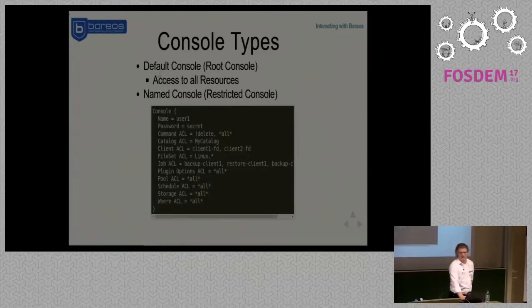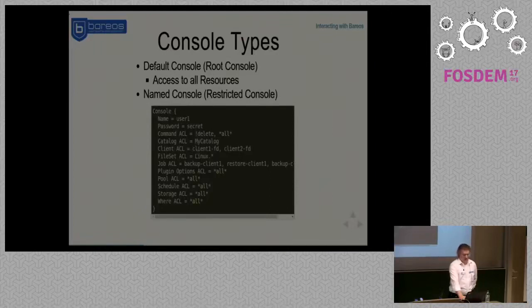The other console is the named console or restricted console, and to use this you have to define ACLs for this console. So in this case we have a console, and we gave it the name user1, provided a password, in this case secrets, and allow user1 to execute all commands except the delete command, and only access data from the myCatalog database, which is the default database, so it's probably all, but you can limit it. And only to the clients client 1 and client 2, and all these values are regular expressions.